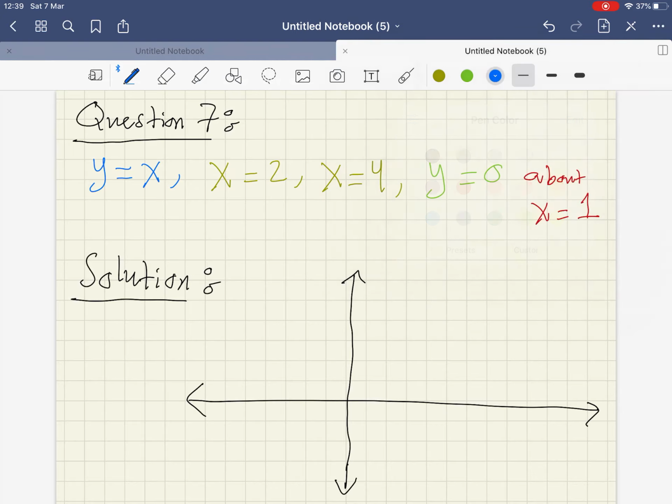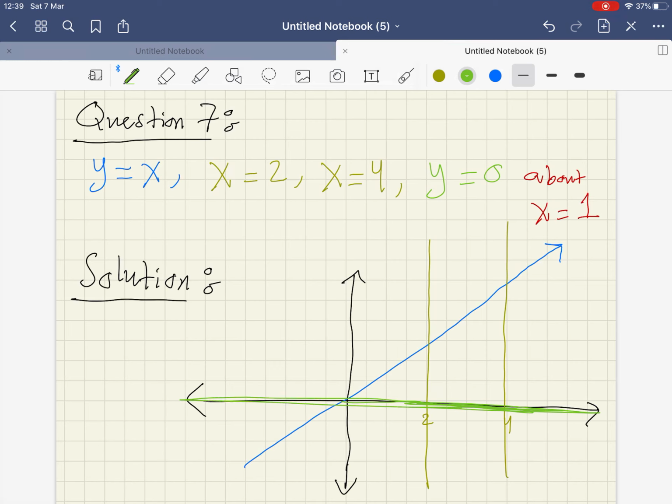The first function, the blue one, is very simple because this is just the usual line y equal to x. And then we have x equal to 2. Let me say this is 2 and this is 4. So we have two lines up here. And the last one is y equal to 0. So it would be this one here. And then my region will be this one.